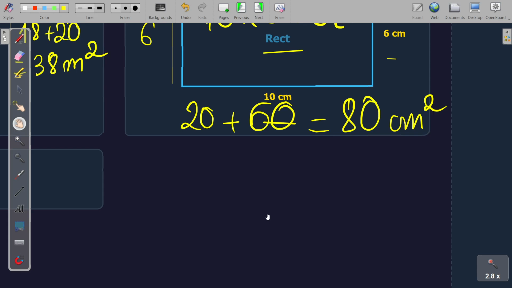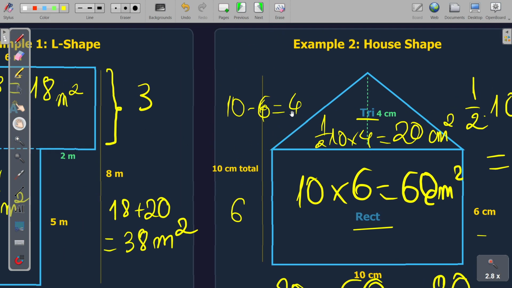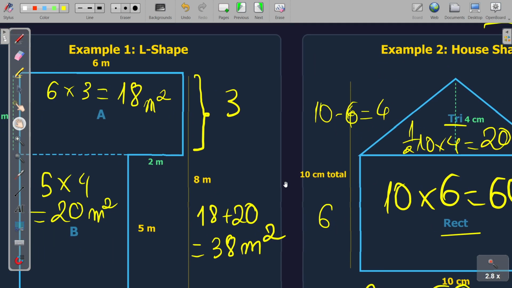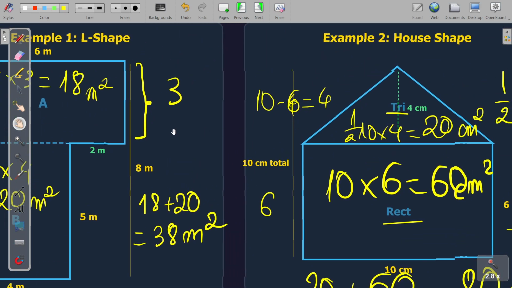Also, of course, finding these tricky hidden lengths before calculating the area, try to subtract these. Most of the time you will be subtracting these. Sometimes you will have to know what's the total length of this, and then have to add them all together, but most of the time it's going to be a subtraction.